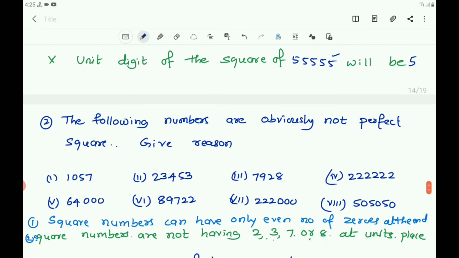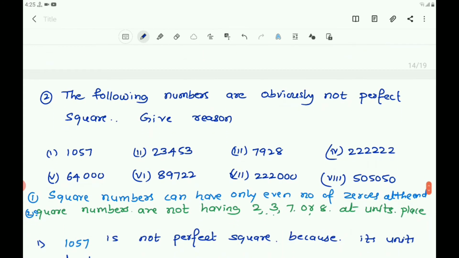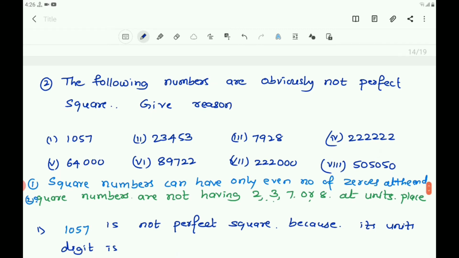Now the second question. The following numbers are obviously not perfect squares. Give reason. Here there are 8 numbers. It is said that they are not perfect squares. Here we have to give the reason why they are not perfect squares. And with the help of these two reasons, we can clarify that.